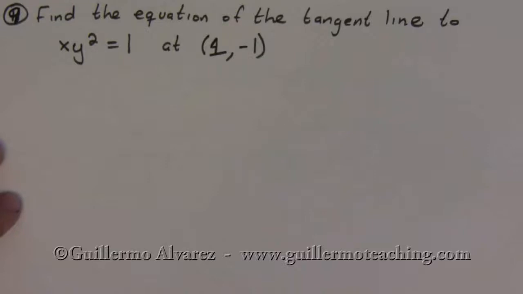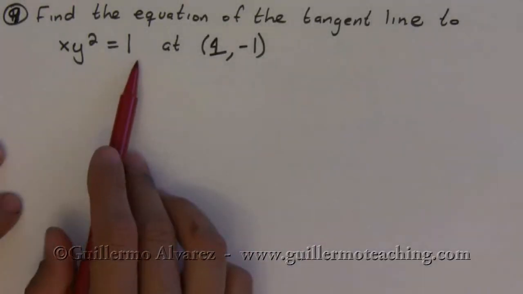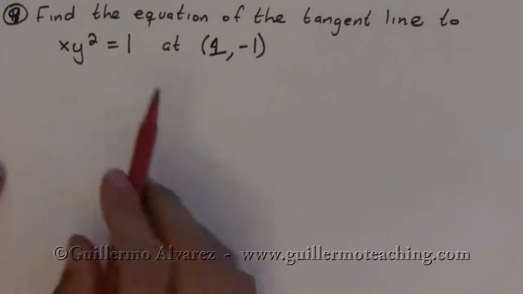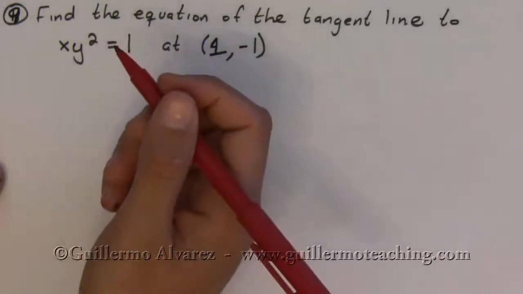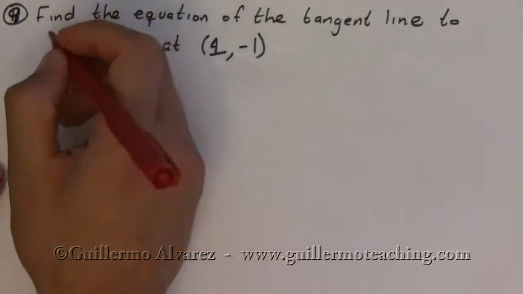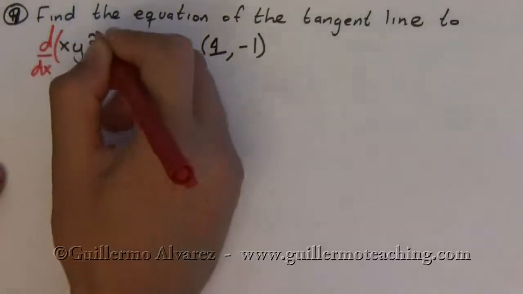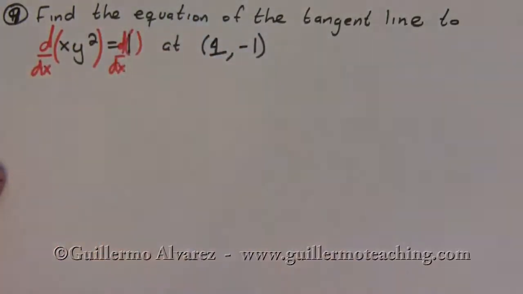Okay, so we're trying to find the equation of the tangent line to this guy, and the equation isn't defined implicitly for y, so we can use implicit differentiation here by getting the derivative of both sides.